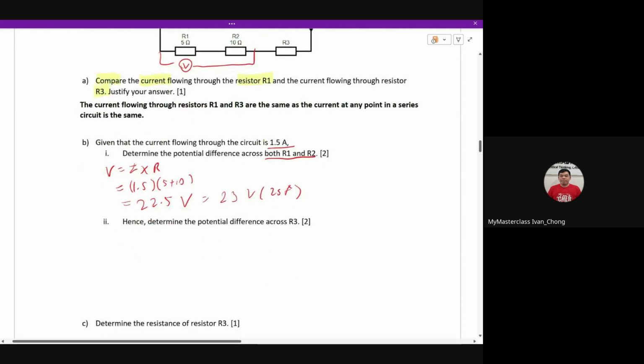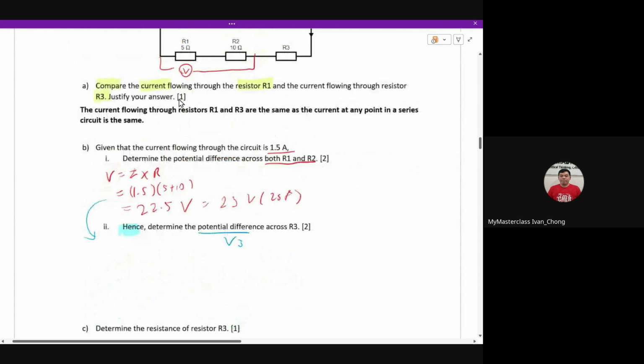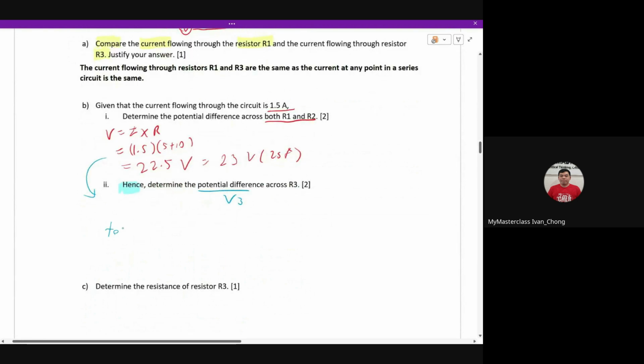Hence, the magic word "hence" means I need to use this part. Hence I need to use V3, so I need to use this value, 30 volts. So I can write total V is V1 plus V2 plus V3. If I want to find V3, all I need to do is take 30 minus 22.5, that's 7.5 volts. Do take note, we only use this value, we don't use the rounded value because this is inaccurate.